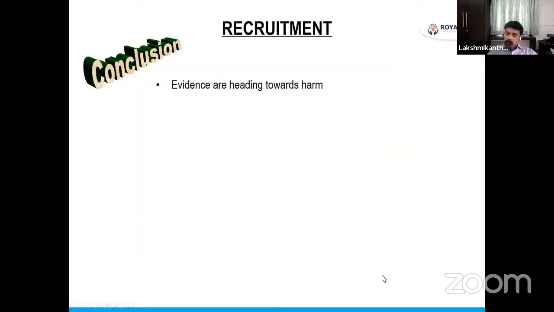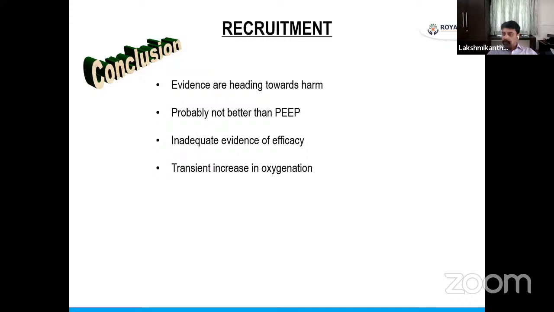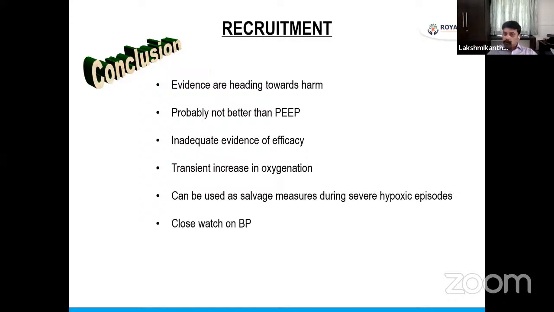So what we say is the evidence is heading towards harm, probably not better than PEEP alone. Inadequate evidence for its efficacy. There is a transient increase in oxygenation, and it can be used as a salvage measure during a severe hypoxic episode when you get the patient ready for proning or ECMO, but not as a routine measure.